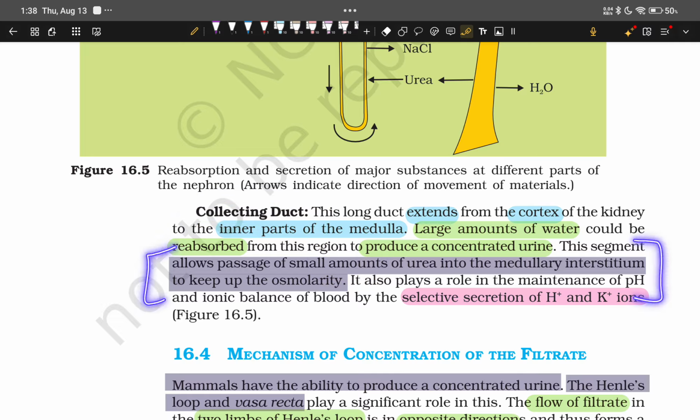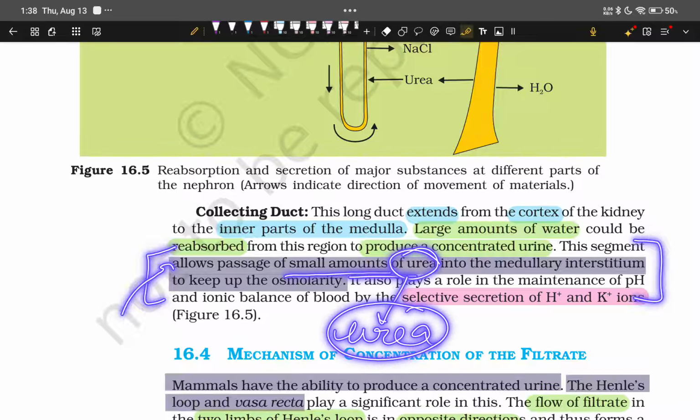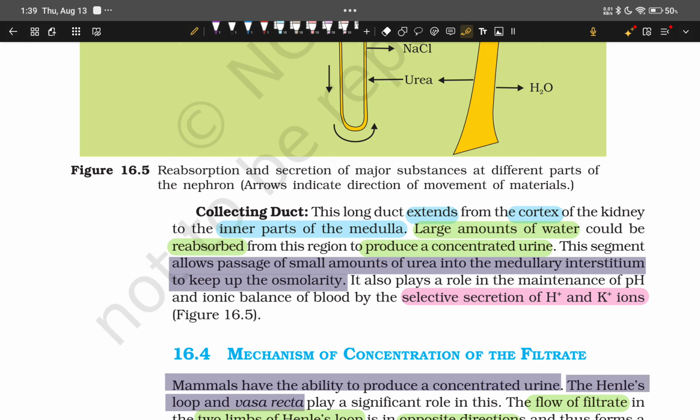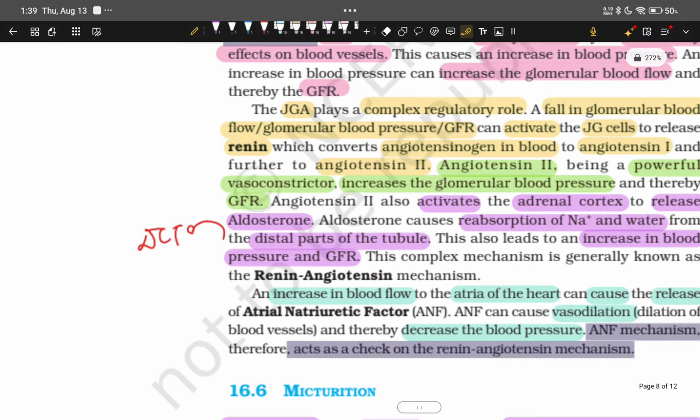Then this segment also allows a small amount of urea. Now urea was helping in maintaining the concentration gradient, I mean not pressure but concentration gradient. So urea was the one which helped in maintenance of the gradient, and that is how we proceeded and finally formed concentrated urine by reabsorbing the water from the collecting duct. I hope it made sense.